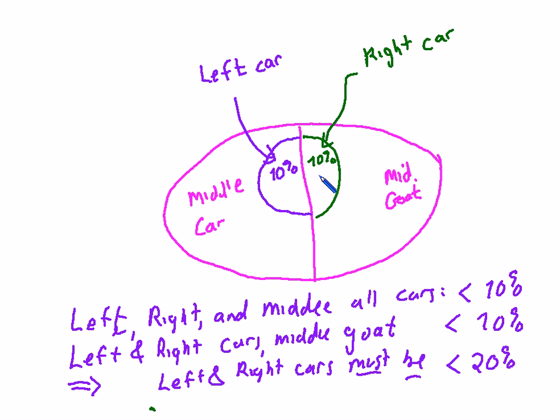So notice something here. We've only checked 2 doors in this purple set. What about the third door? What about the right door? Well, that could be either a goat or a car, and we don't know what proportion of time. However, we do know that the proportion of time that you have left, right, and middle all cars must be less than 10%, because it would be a set within this purple set.